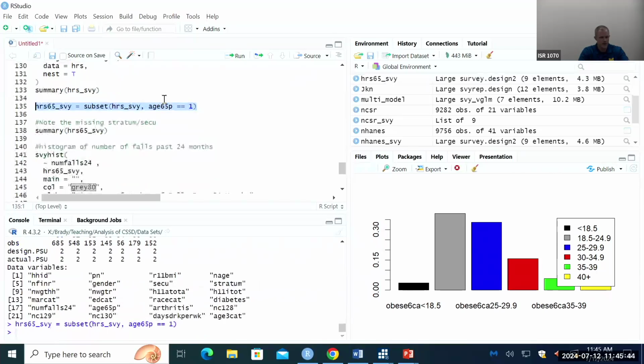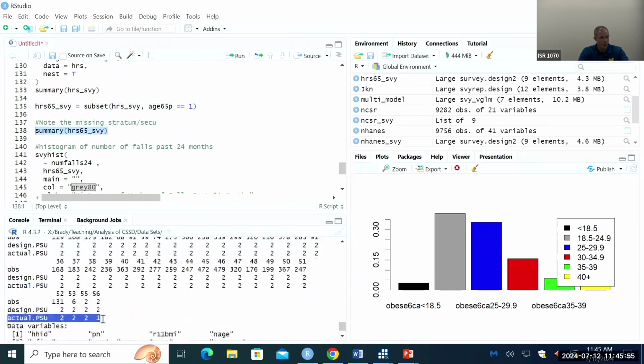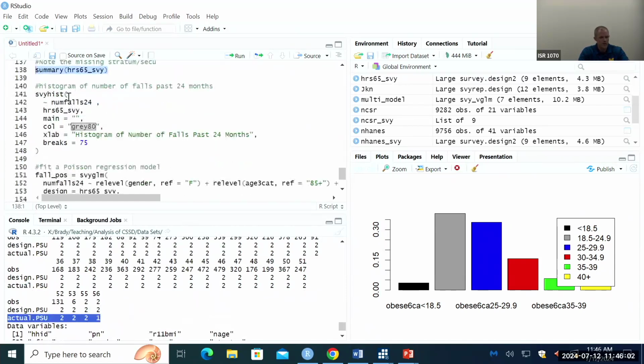That ensures my unconditional analysis. Here again, you can note the missing strata and SSUs if they apply. Here we see the actual number of PSUs was 1 in that particular stratum, just like we saw within svydescribe. Here we are making a survey histogram where we're just using the design object as it is. We don't have to use an fweight like we did within Stata. We're just using the design object as it is and looking at a histogram for the number of falls in the past 24 months. So that's an advantage of R over Stata.